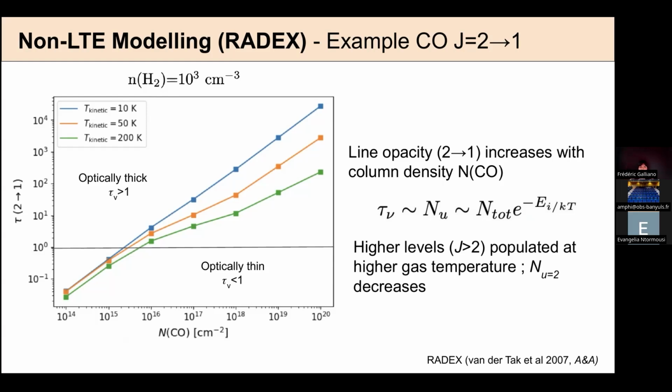We also see that at high gas temperatures, or high T kinetic, the line opacity is less. And this is because higher levels are populated at higher gas temperatures, and so the population of the N equal to 2 level decreases.